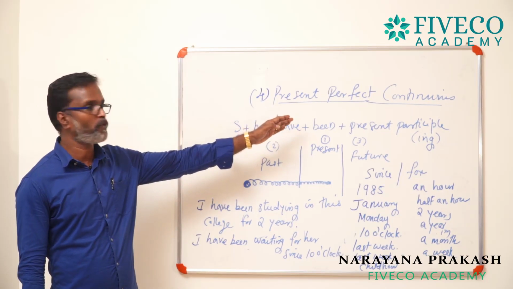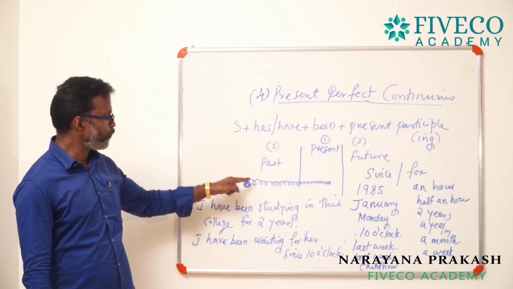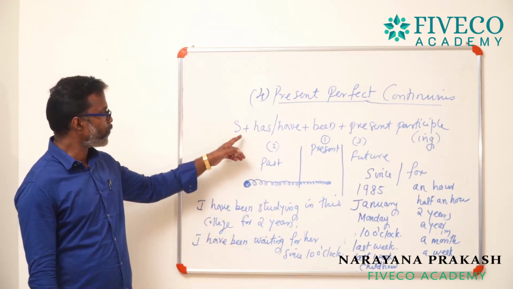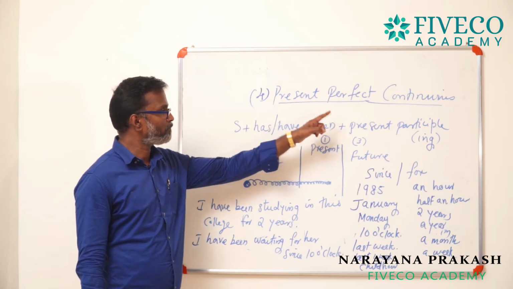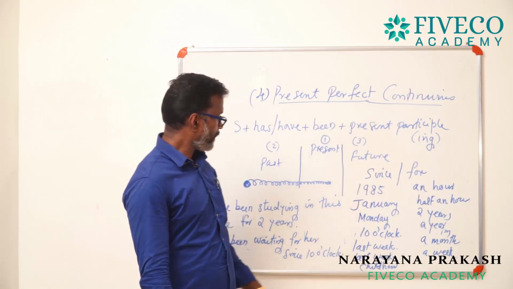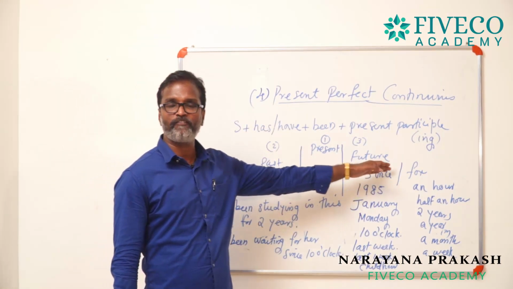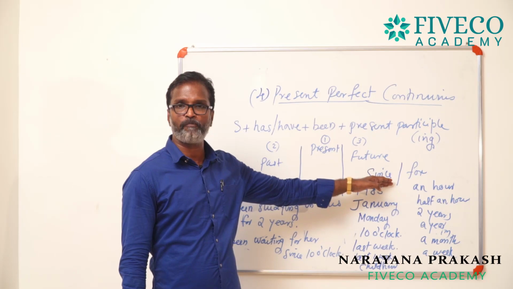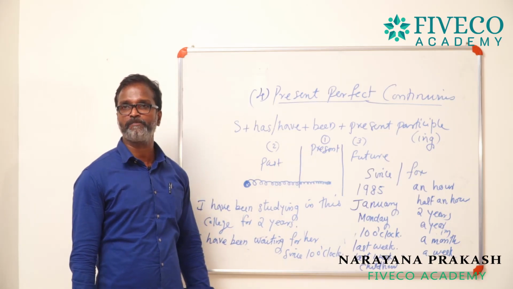I shall summarize once more. In present perfect continuous, the action starts at one point in the past and continues through the present. It has a structure: subject plus has or have plus been plus present participle. The present participle is the ing form of the verb. Apart from this structure, you have to use since or for. What is the difference between since and for? Since shows a point in time and for shows a long period of time. That is the difference between the two.